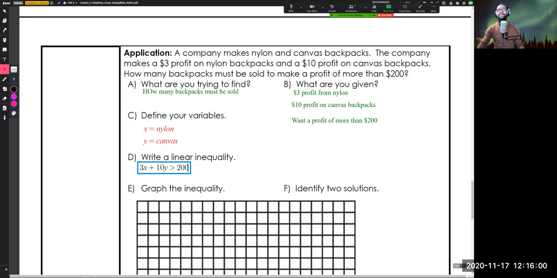Okay. All right. So I've helped you all set this problem up. You all go ahead and finish it up, graph the inequality, and then identify two solutions. Okay. If you run into trouble, let me know and I will help you out. All right. That's what I'm here for. Ask questions if you don't know how to do parts of the notes, and we will get through it. Okay.